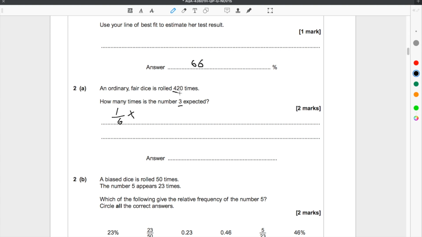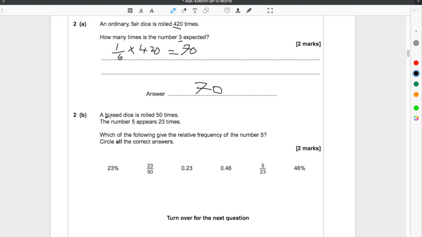And we're doing it 420 times. So we simply multiply 1/6 by 420. And we can use our calculator because this is a calculator exam. 1 divided by 6 times 420 gives us 70. Okay, so the answer is 70 times, and it's as simple as that, okay?